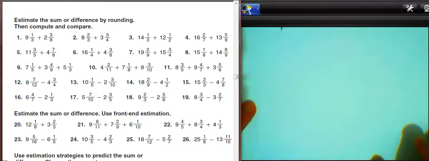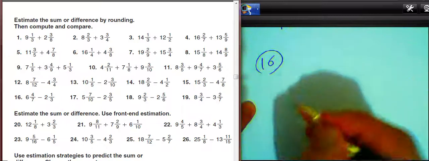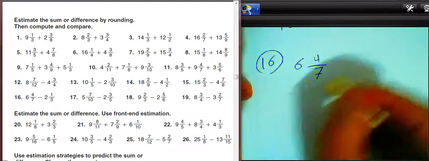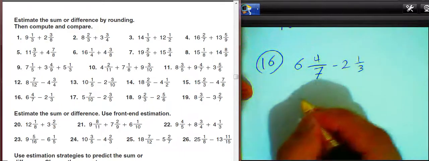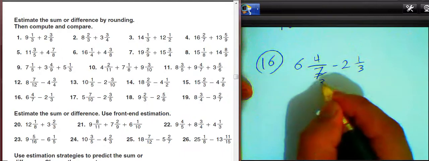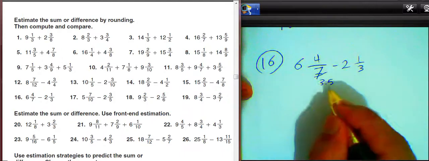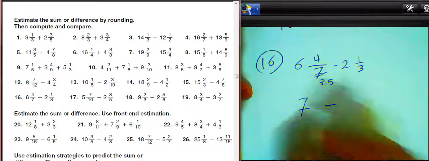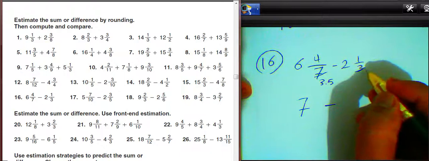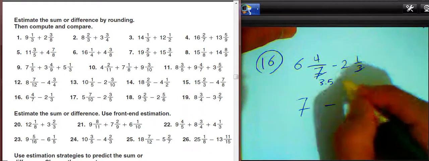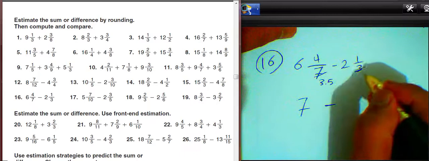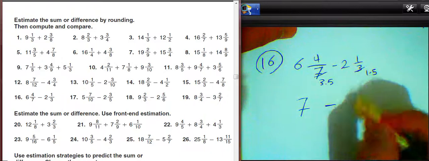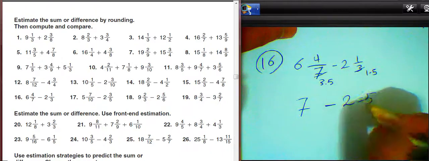Question 16. 6 and 4 over 7 subtract 2 and a third. We know half of 7 equals 3.5. 4 is more than 3.5, so this number will be 7. 2 and a third is nearest to 2, because half of 3 equals 1.5. 1 is less than 1.5, so this number will be 2. 7 subtract 2 equals 5.